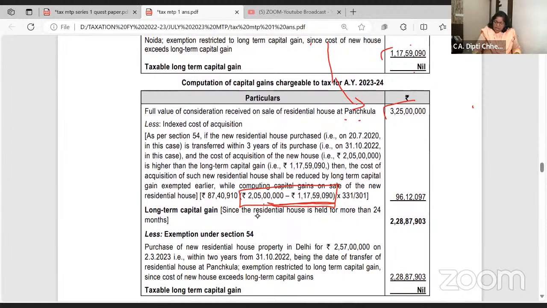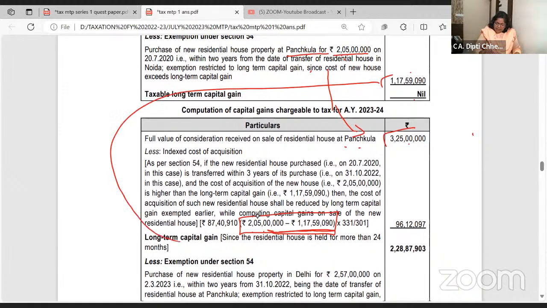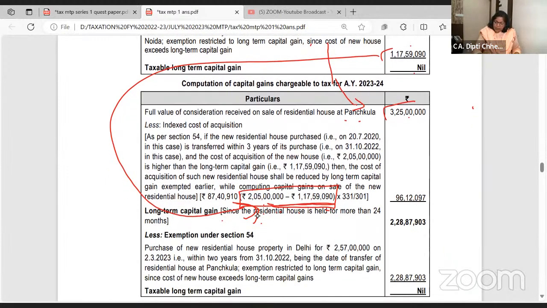Whenever you sell the house and you take indexation, whatever indexed capital gain is revoked because you sold the house within 3 years. After 2 years, but within 3 years, you have sold the house, no? So the exemption is revoked. When the exemption is revoked, it will become taxable. Whenever the exemption is revoked, it will become taxable, not separately. Reduce from the cost and then take it.